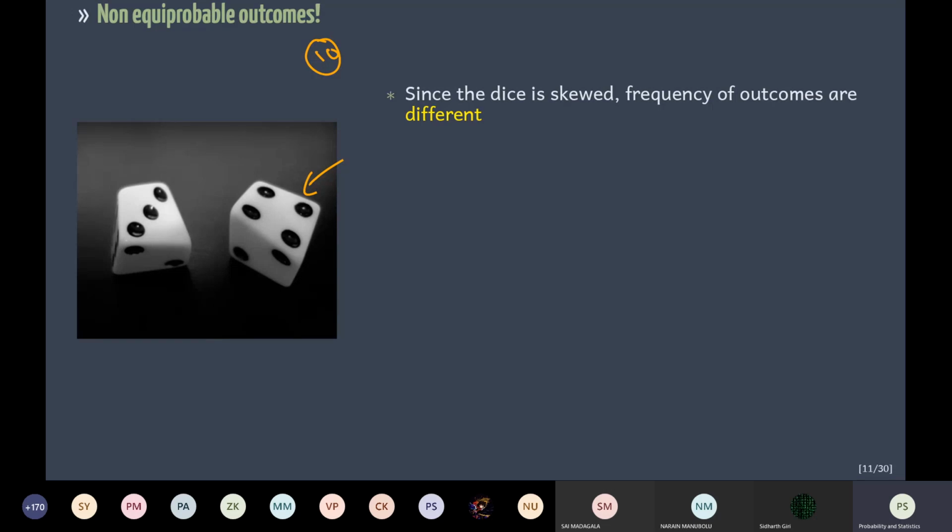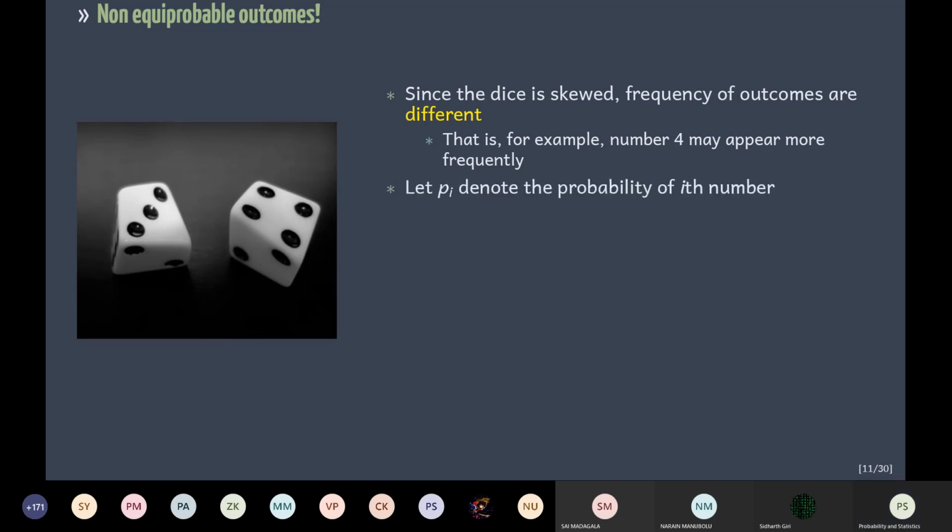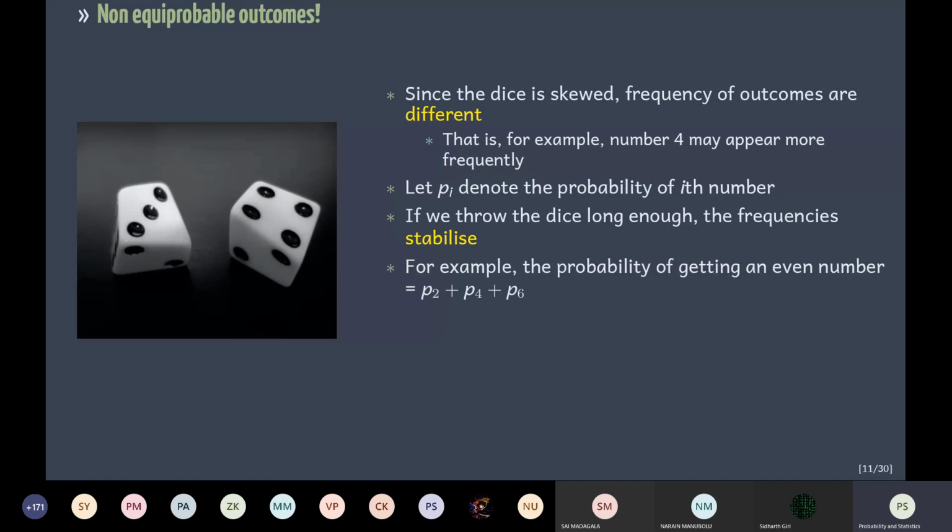So if you run this trial many times, then you will see that they will settle down to some frequency eventually. So asymptotically, they will settle down to some probability. It is just that they may not be the same. So the probability of 1 over time may be very less than the probability of 4 and so on. So let Pi denote the probability of the ith number. If we throw the dice long enough, the frequencies will stabilize. That's what we are expecting.